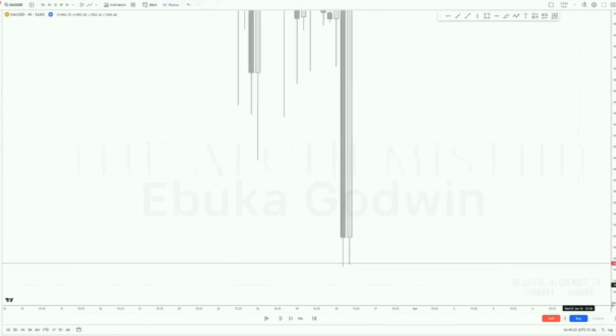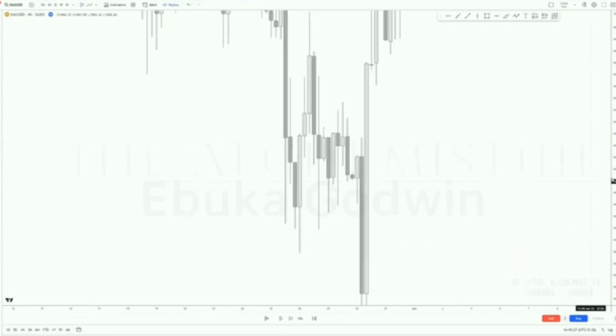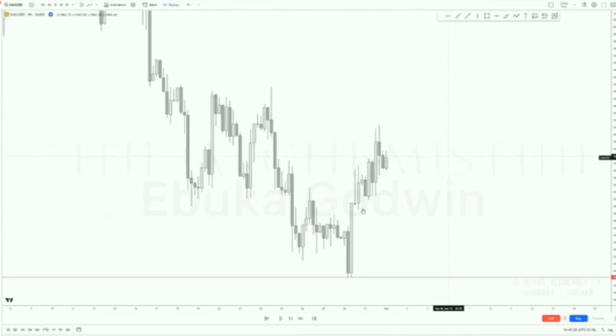See that? That is why I keep telling you to practice. If you understand the logic behind this, it's more than enough. All you have to do is understand. So there we go. So you see the precision, right?